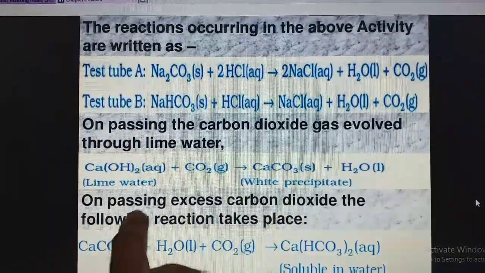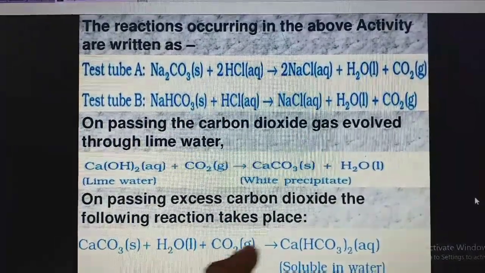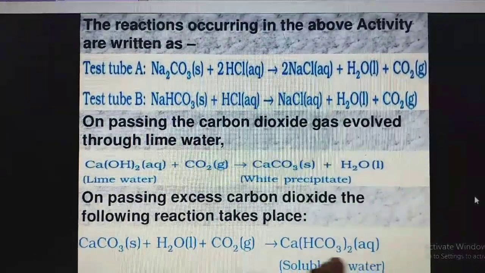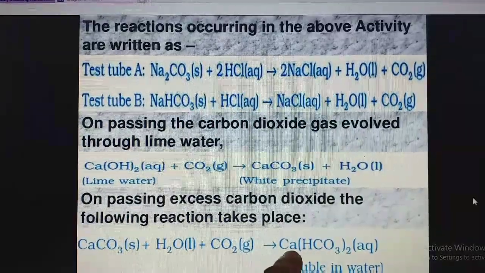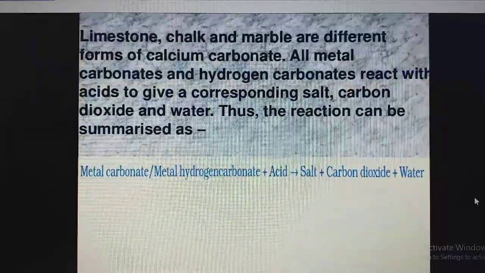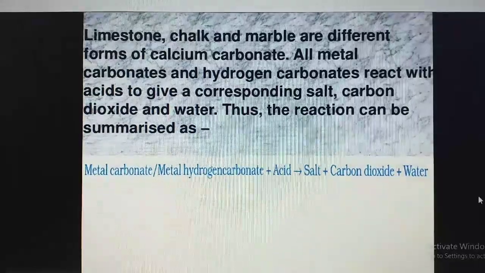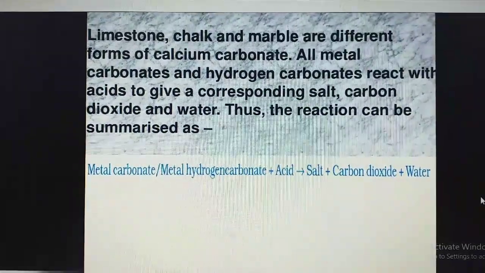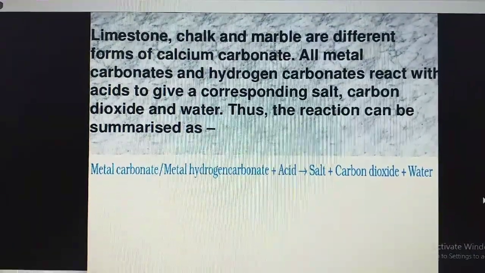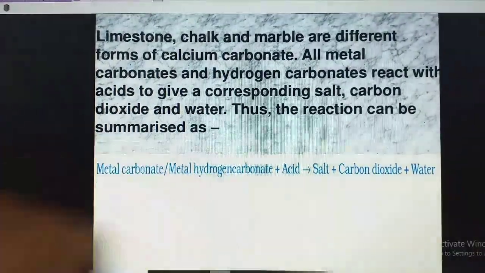Again keep on passing carbon dioxide, what will happen? That calcium carbonate plus water and carbon dioxide, when you pass more, becomes colorless. It is completely soluble in water. You get calcium bicarbonate, Ca(HCO3)2. I hope you understood this activity. Limestone, chalk and marble are different forms of calcium carbonate. So all metal carbonates and hydrogen carbonates react with acids to give the corresponding salt plus carbon dioxide plus water. So this is a summarized reaction.